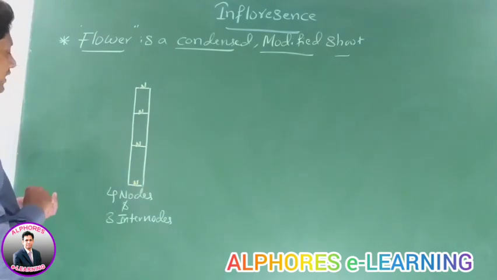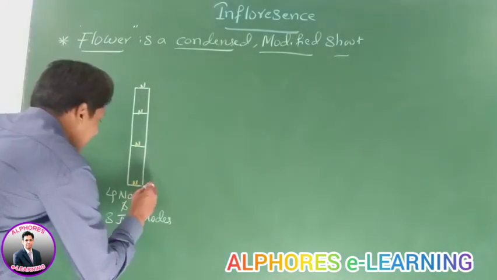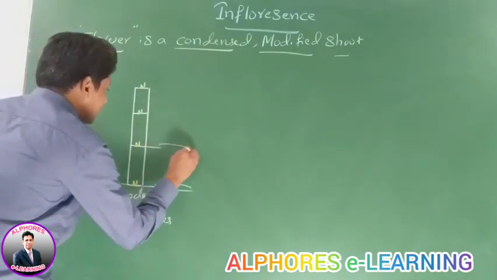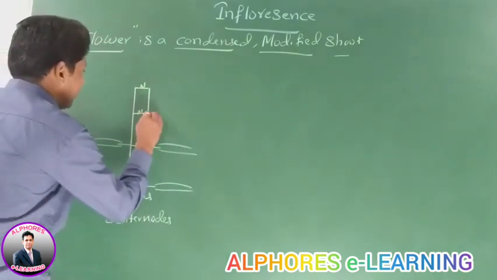Sir, from nodes, what are developed? From nodes, leaves are developed, right? From nodes, what are developed, sir? Leaves are developed.